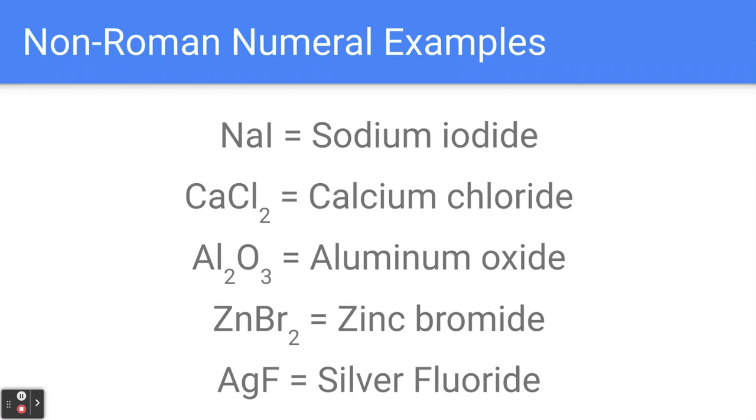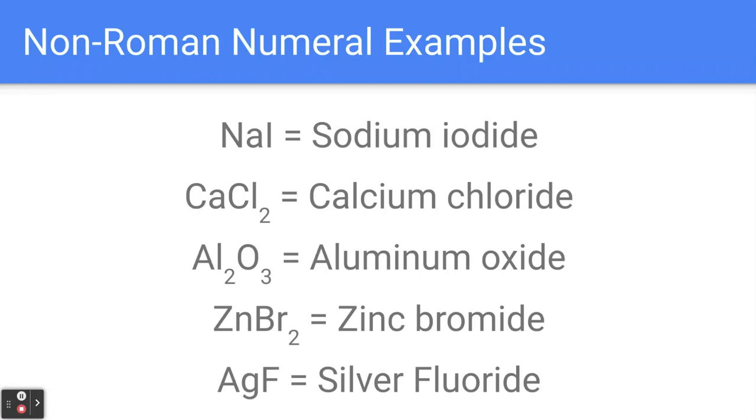So right here we've got sodium and then iodide. Please notice that you just use the regular metal's name and then the non-metal's name gets an IDE ending. So sodium iodide, calcium chloride, aluminum oxide, zinc bromide, and silver fluoride. Please notice that those never have those prefixes that we just talked about.